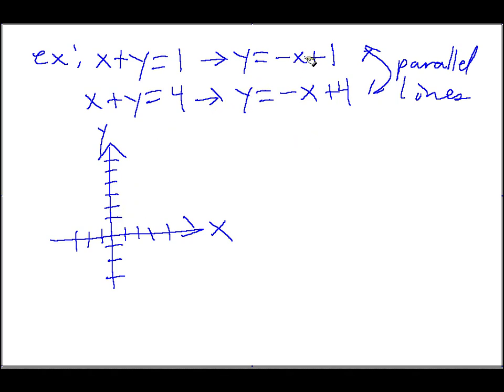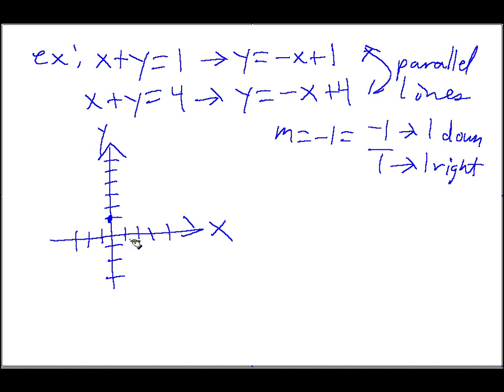So let's graph the first one. So start off at 0, 1 here on the grid, all right? The slope is negative 1, so I'm going to treat that as negative 1 over 1. So 1 down, 1 to the right. 1 down, 1 to the right, and so on. So you can see the line looks like this here for the first line. So again, sorry for the sketch here on the sketch pad.